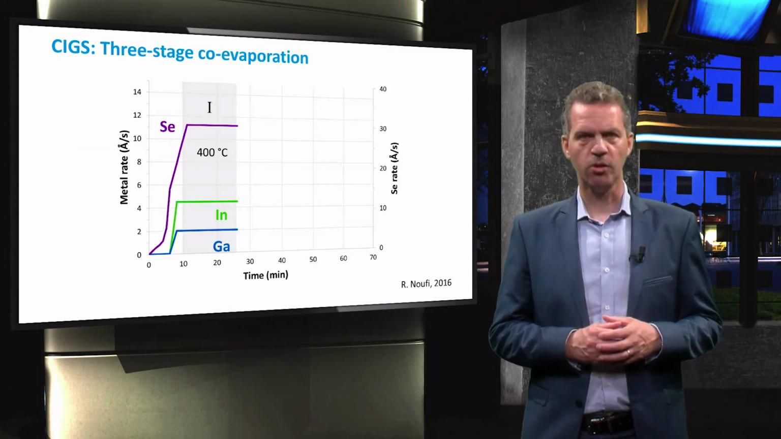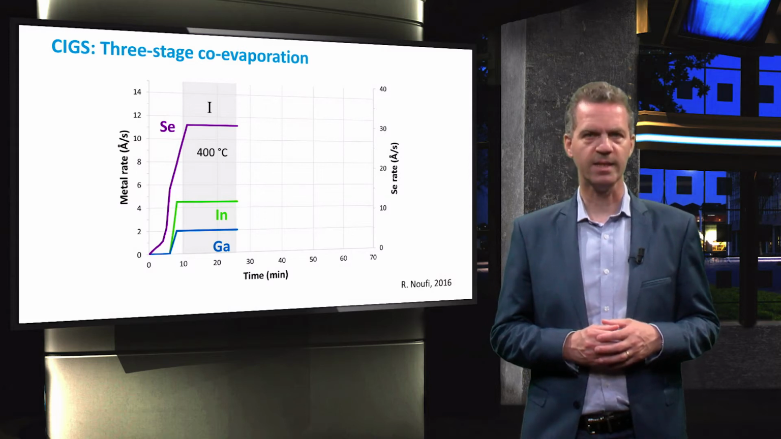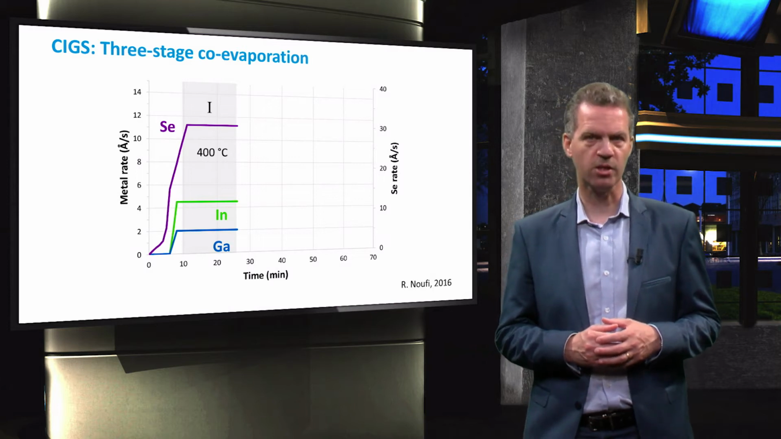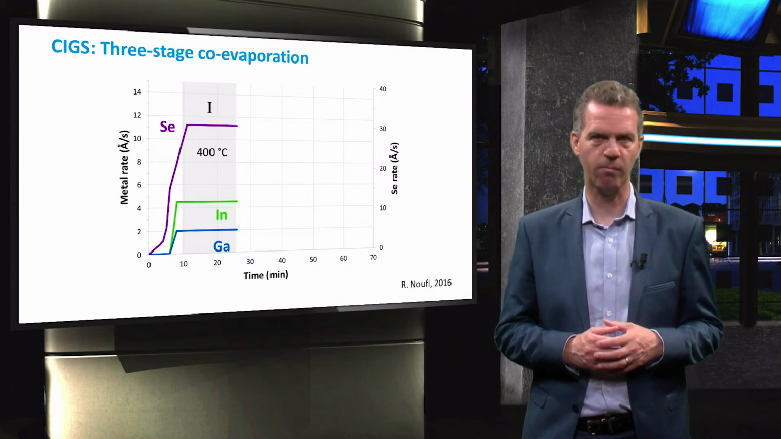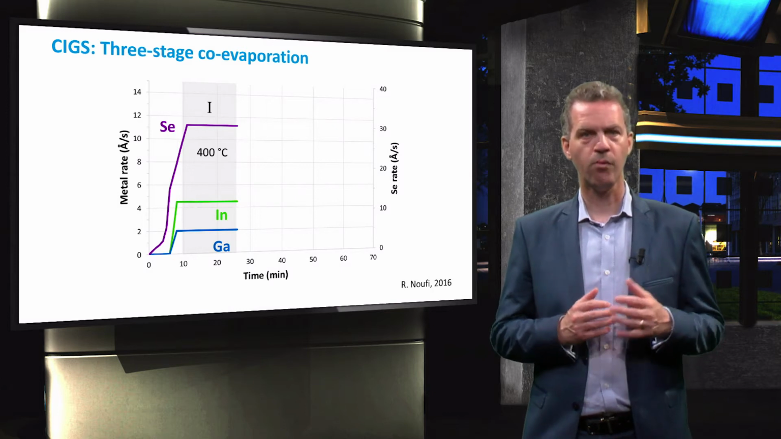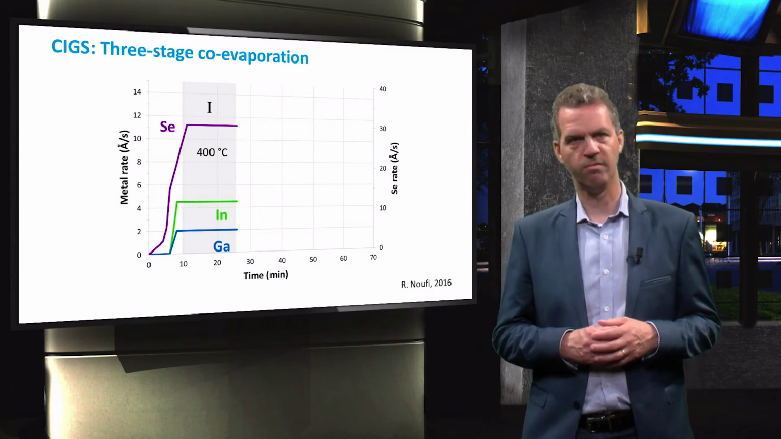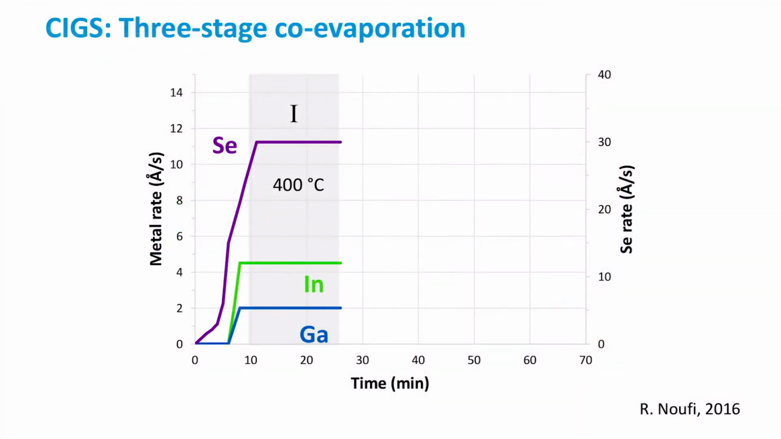This graph shows the growth rates of the metals on the left-hand y-axis and the selenium rate on the right-hand y-axis versus time of the three-stage co-evaporation process. Prior to the first stage, the rates are ramped up to the required levels. In the first stage, a layer of indium, gallium and selenium is evaporated in the required ratios at a temperature of approximately 400 degrees Celsius.